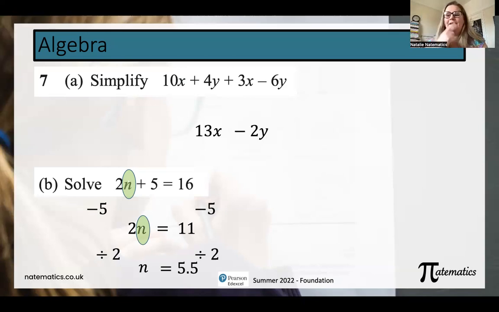How many 2s are there in 11? 2, 4, 6, 8, 10. I use my fingers too. So we've got 10. Can't quite get to 12. Can't quite use any more because I'll go over the 11. So 2, 4, 6, 8, 10: 5 lots of 2 and 1 left over, which goes over the denominator, which you've already got, which is 2. So 5.5. There we go.